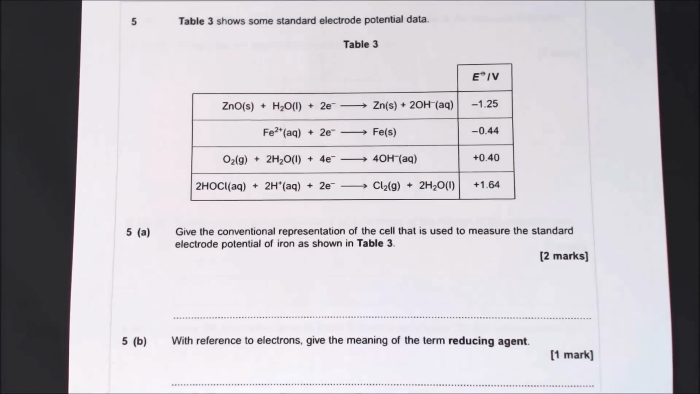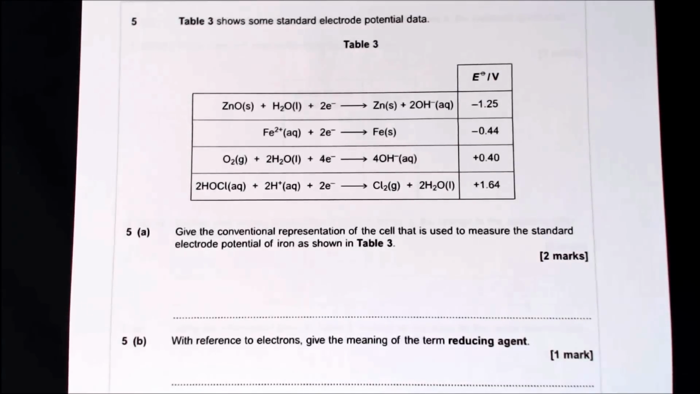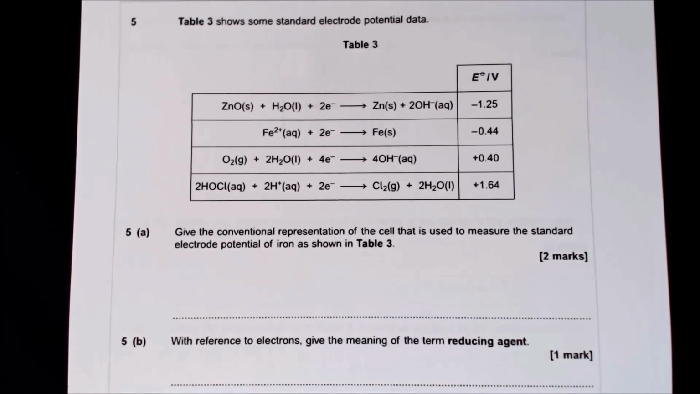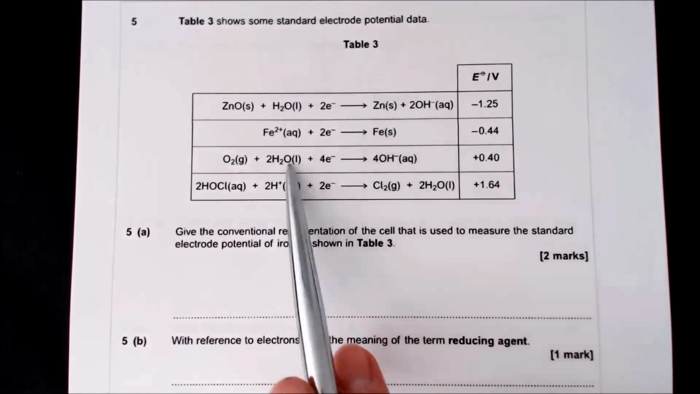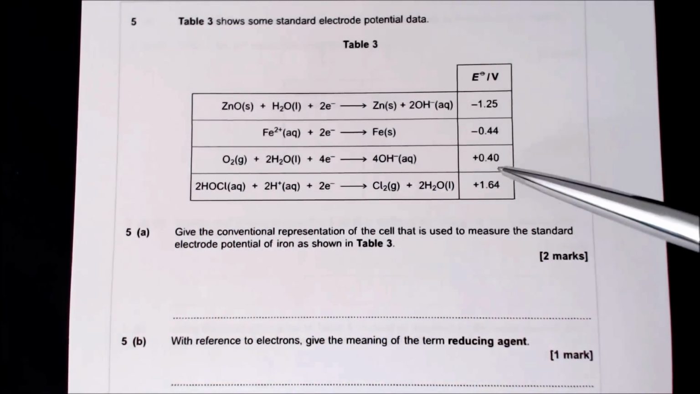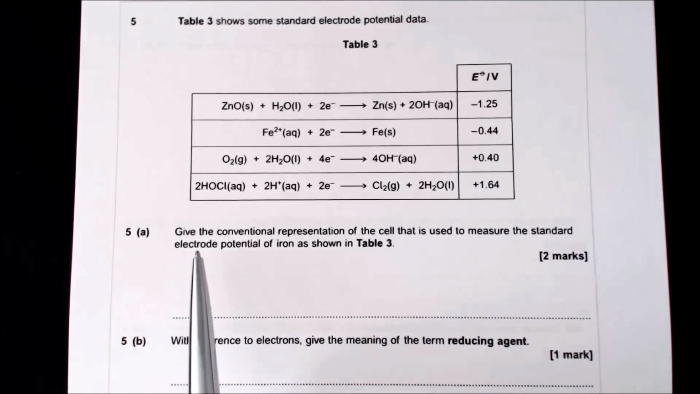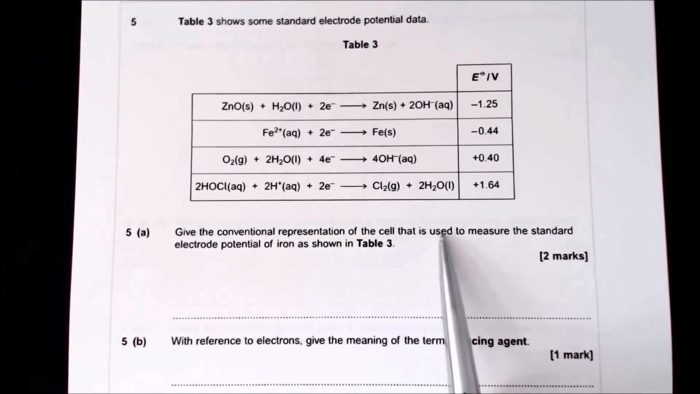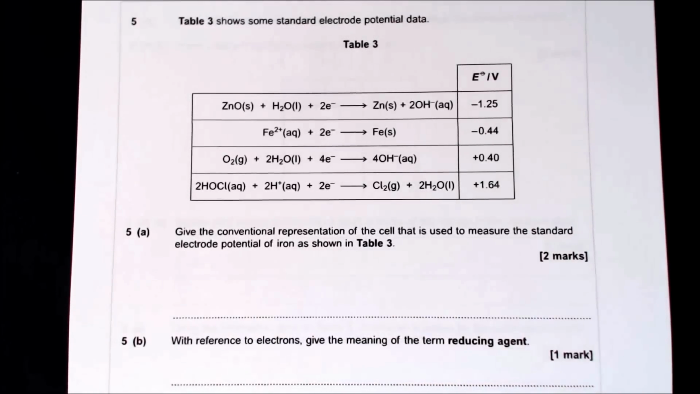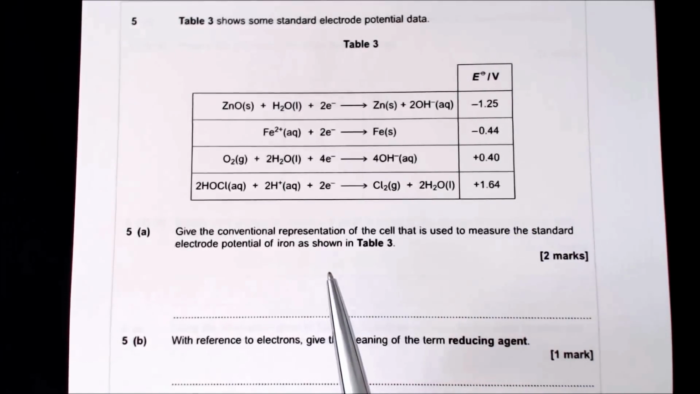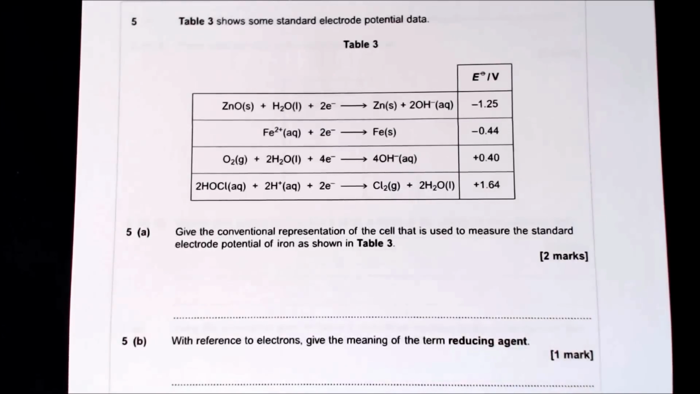Okay, so this is question 5, and question 5 is all about electrode potentials. It starts off by saying table 3 shows some standard electrode potential data, and you can see they've given us a series of equations with E0 values attached to them as well. It says give the conventional representation of the cell that is used to measure the standard electrode potential of iron as shown in table 3. So we need to know that to measure the electrode potential of iron, we need to use the standard hydrogen electrode, which is platinum, hydrogen, and H plus ions.